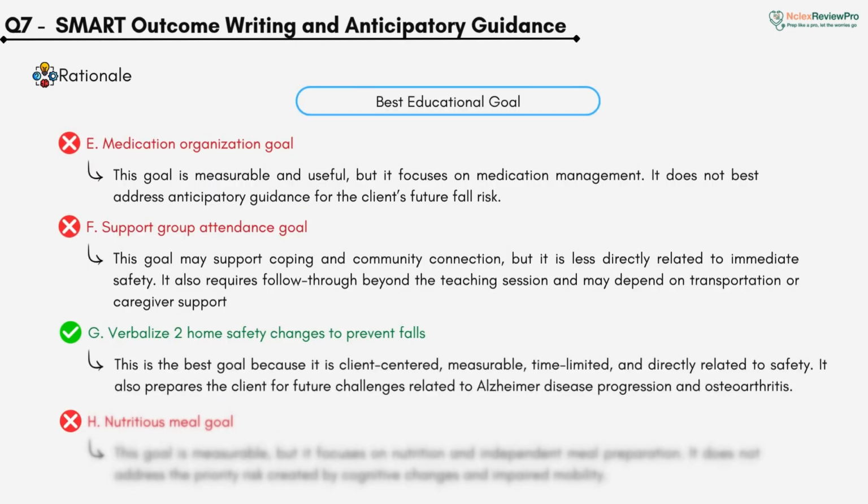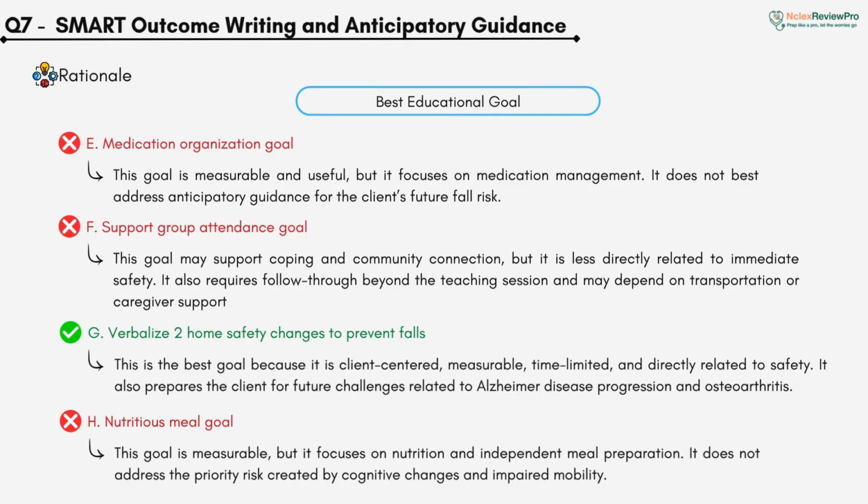Now let's look at the best educational goal. Option E, the client will demonstrate proper organization of medications in a weekly pill box by the end of the teaching session. This is incorrect. This goal is measurable and it may be useful, but it focuses on medication management. It does not best address the priority fall risk concern in this scenario.